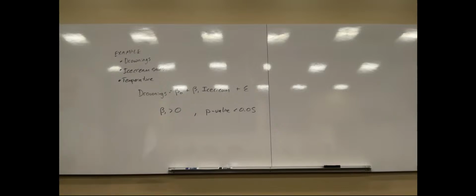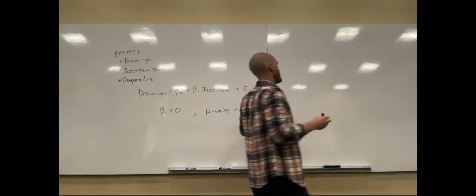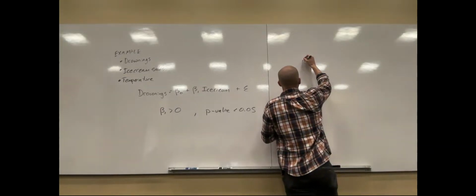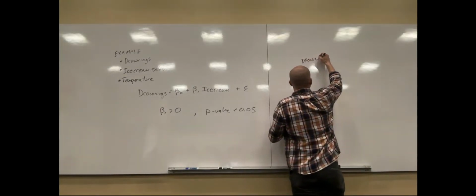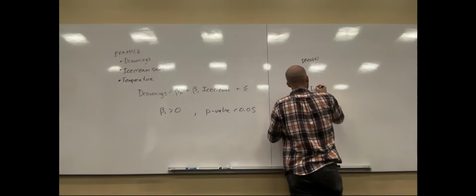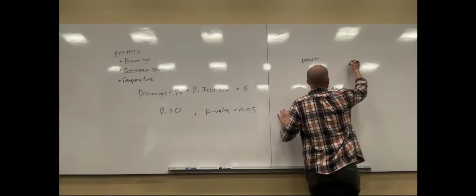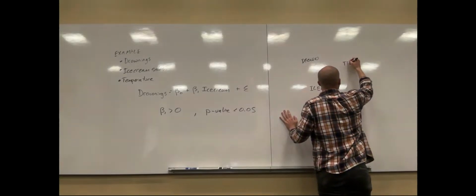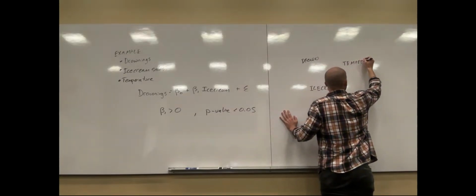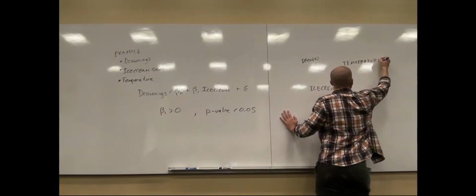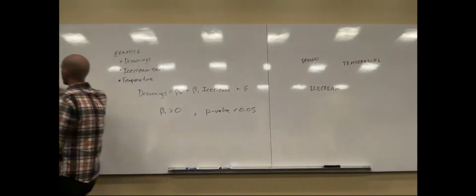Which are basically just the variables themselves. So in this case, we have three nodes. These are the variables. So in this example, we have our three nodes, which are drownings, ice cream sales, and, excuse me, temperature. So those are our nodes.